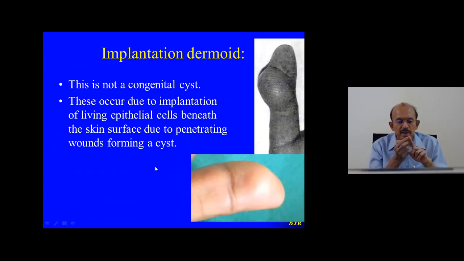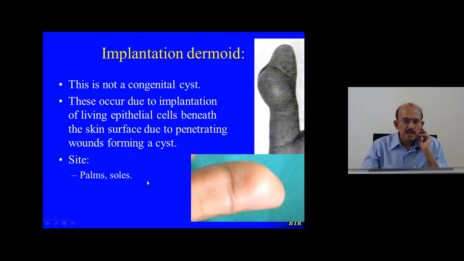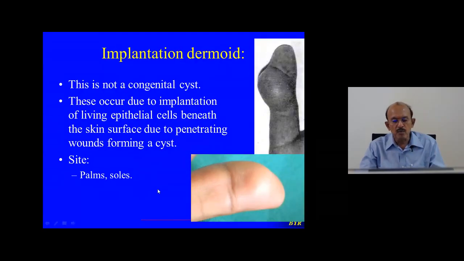So when the needle penetrates, some of the epidermal cells that are there on the surface may be driven along with the needle into the subcutaneous tissues. Then these epidermal cells develop into a cyst. So this is called the implantation dermoid. Sites of occurrence, palms and soles. So they occur usually on the palms and soles.